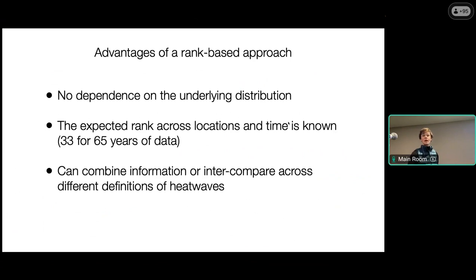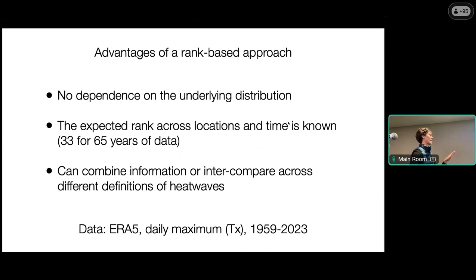So what I'm going to show you is using ERA5 daily maximum temperature trends over 1959 to 2023. We've talked about data issues. The reason I'm using ERA5 here is I want to do large scale global averaging. You can't do that with station data, but as much as possible, we validate these results with station data. And I can talk about that offline.